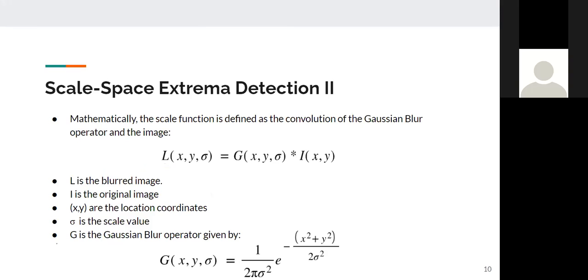The scale space we just showed is defined as the convolution of the Gaussian blur operator and the image, as shown in the equation, where L is the blurred image, I is the original image, X and Y are the location's coordinates, and sigma is the scale value, or the blurring value. And G is the Gaussian blur operator given by the equation at the bottom.